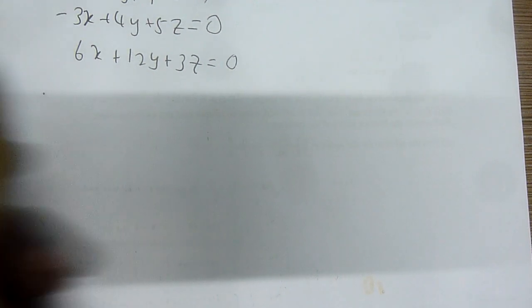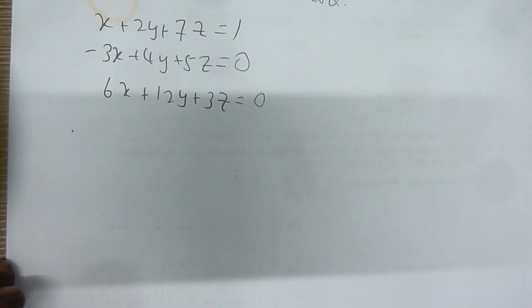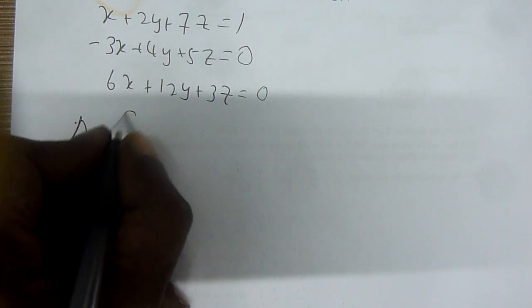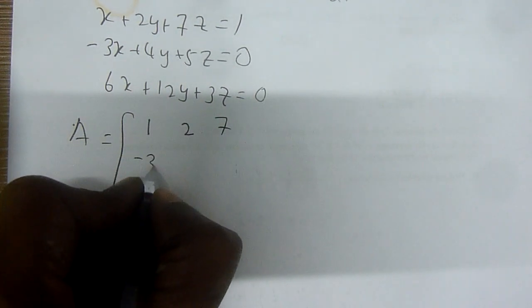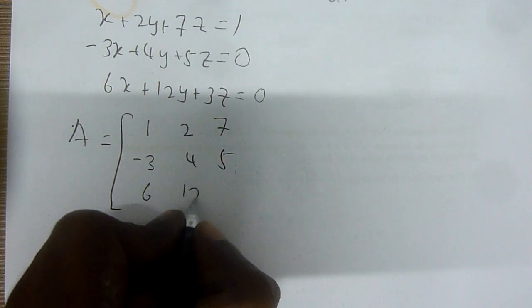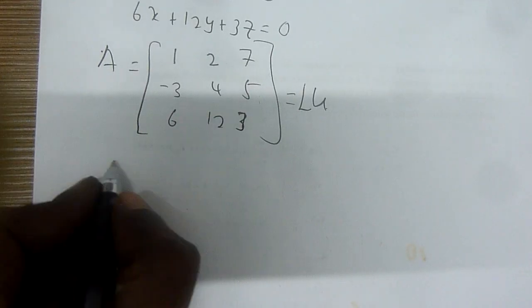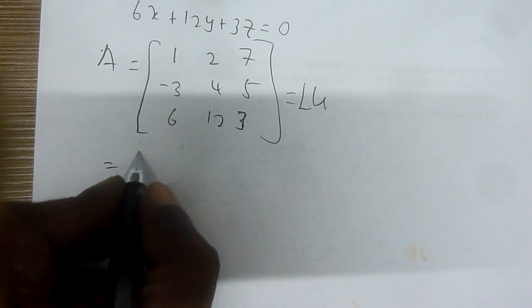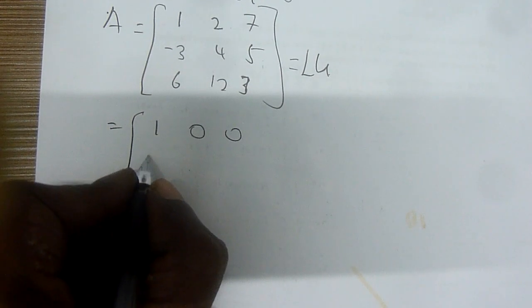Now for the A, I hope that you already managed to copy. In this case, you start doing your matrix: 1, 2, 7, negative 3, 4, 5, 6, 12, 3, equals LU. Now you need to use the Doolittle method to apply it and create it back. This is time consuming, as I say, because you need to do it every time.